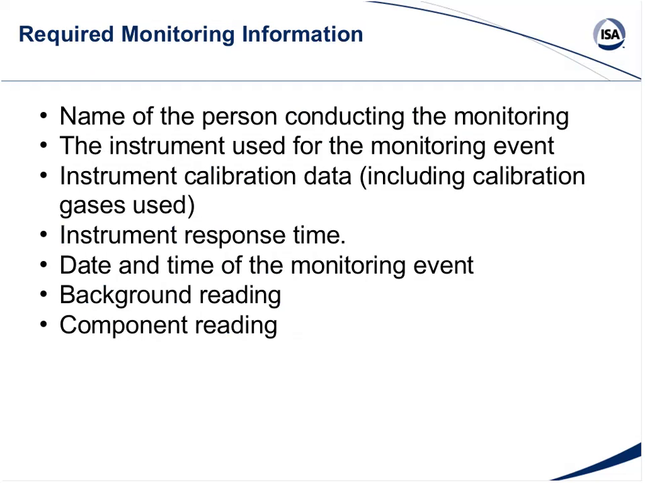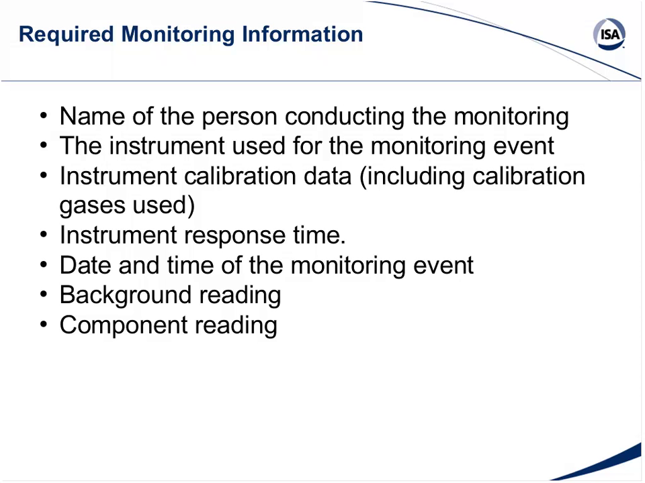The required monitoring information has to include the name of the person conducting the monitoring, the instrument used for the monitoring event so that you can go back and check that response time. You can go back and check the maintenance on that unit, the instrument calibration data, including the calibration gases used, the instrument response time, the date and time of the monitoring event, your background readings, and your component readings.